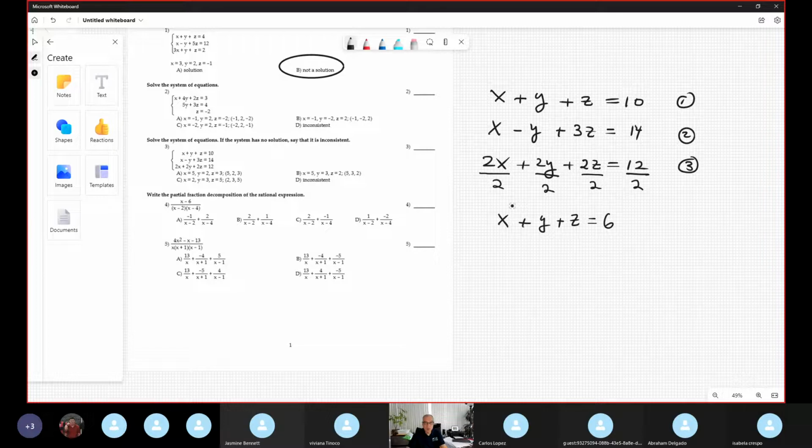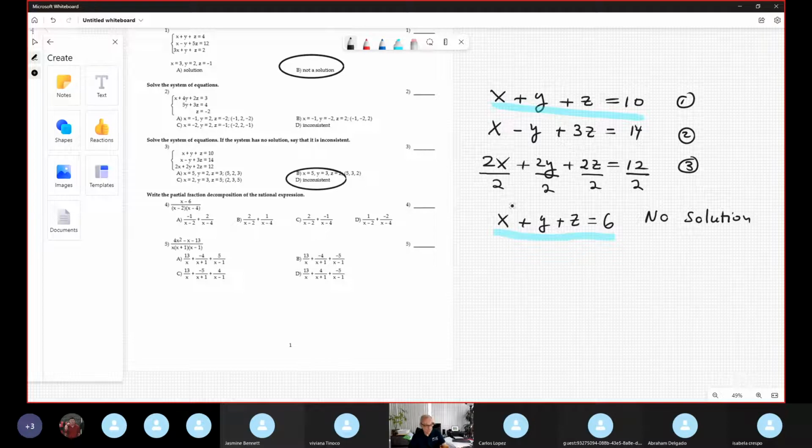And obviously this equation and this equation have a contradiction, no? Because x plus y plus z is equal to 10, and the same expression should be the same value, which is 6. So when this situation happens, no solution. No solution, inconsistent case, option B.